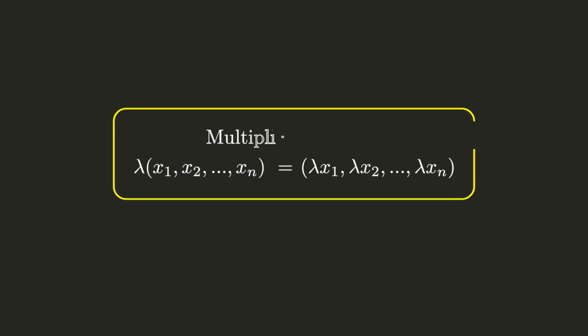What we want to do is multiply a list by a scalar. The lambda here is a member of F. To compute the product, we just multiply each entry by lambda using our familiar number multiplication. So that's the definition of multiplication in Fn.